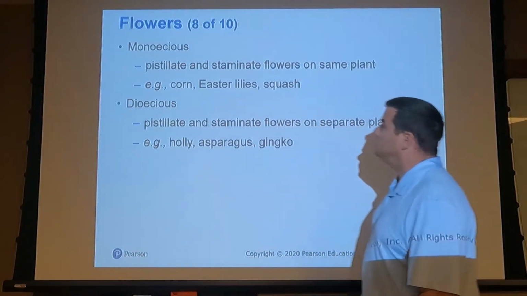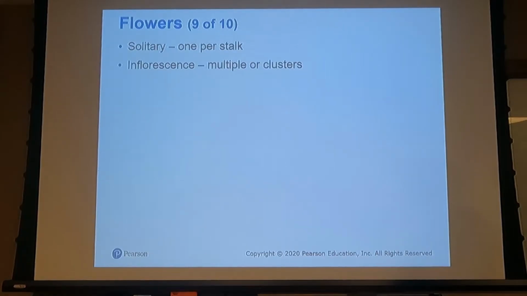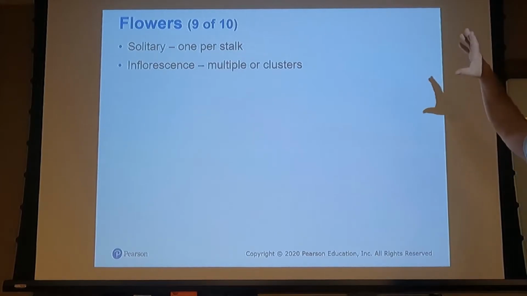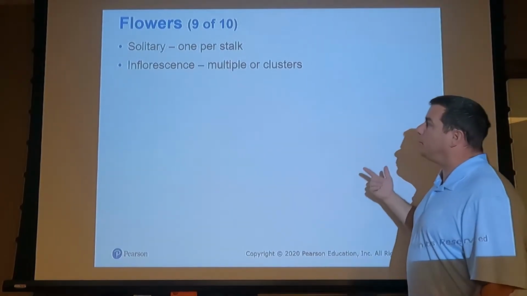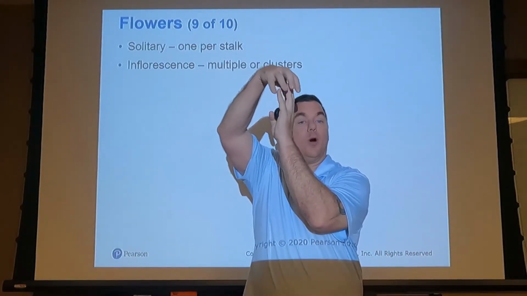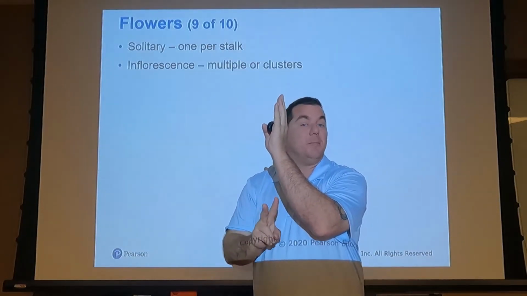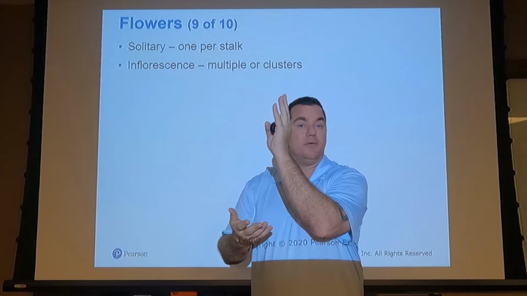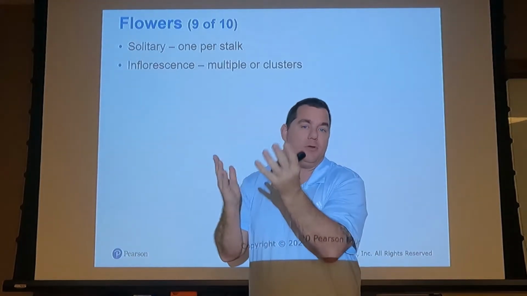Okay? There are other types of flower arrangements. We would have solitary, which is one per stalk. If you think about a corn plant, there's only one tassel at the top. There may be several female flowers, typically only two, because we're not getting a lot of corn ears from a plant. So there may be one, maybe two.